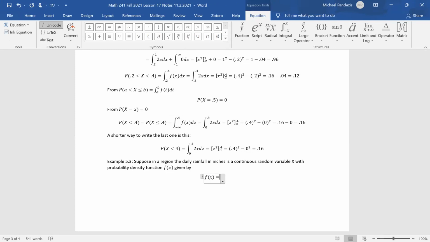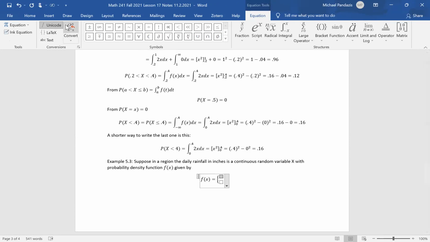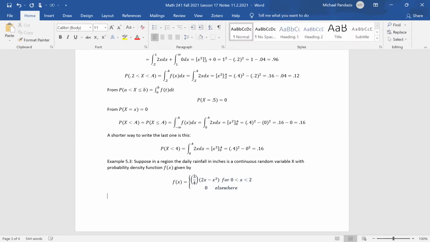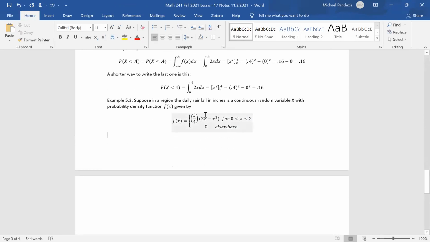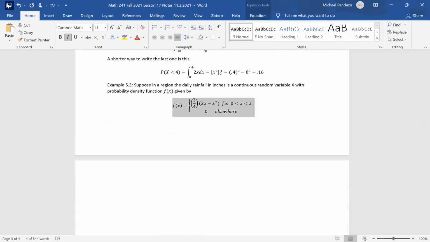Okay, so f of x is equal to 3/4 times 2x minus x squared. This is for 0 less than x less than 2, and 0 elsewhere. So we're supposing in a region the daily rainfall in inches is a continuous random variable with this probability density function. PDF is short for probability density function.